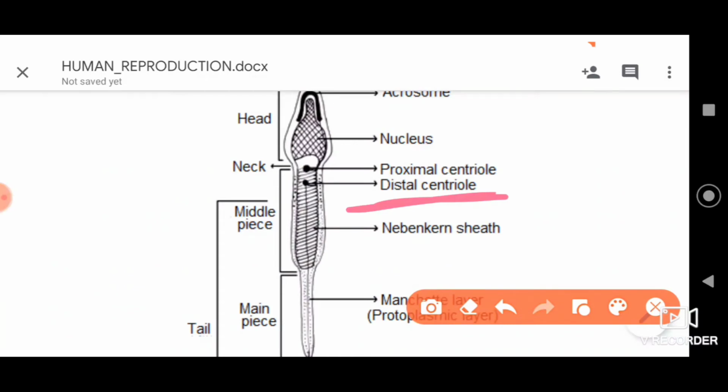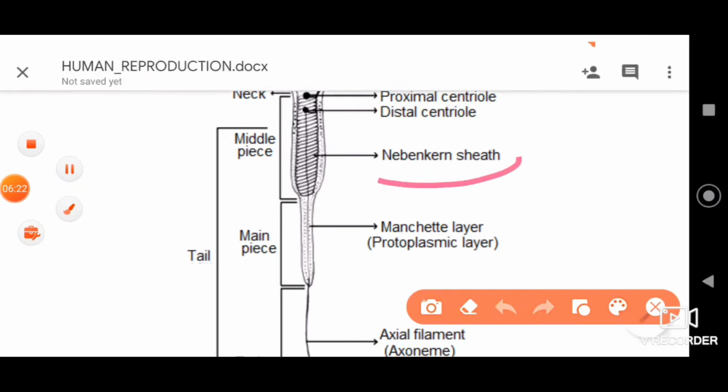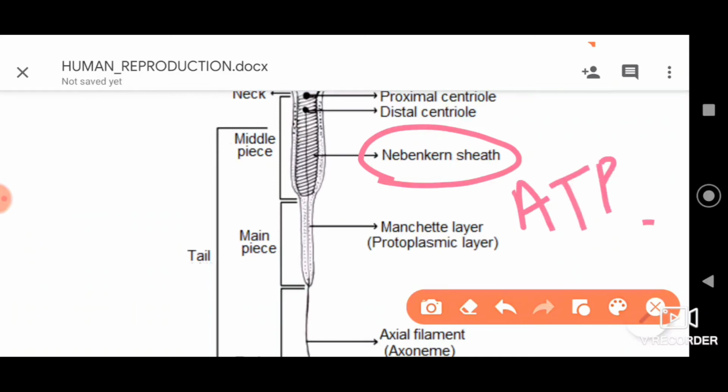Then further, dear friends, the middle piece also consists of the mitochondria. When you consider mitochondria, it is a spiral sheath, in fact around the centrioles it can be seen. It is referred to here in the case of sperm as the Nebenkern sheath. So what is the role of this Nebenkern sheath or the mitochondria of the sperm? As we all know, it helps in the production of the energy currency of the cell, that is the adenosine triphosphate molecules or the ATP. So it is very important for sperm motility.